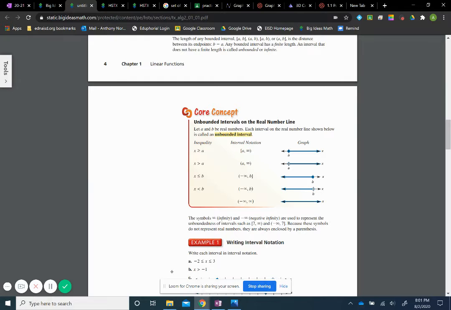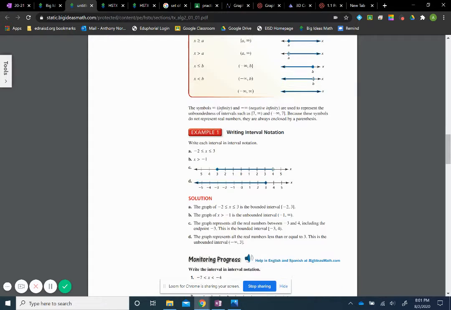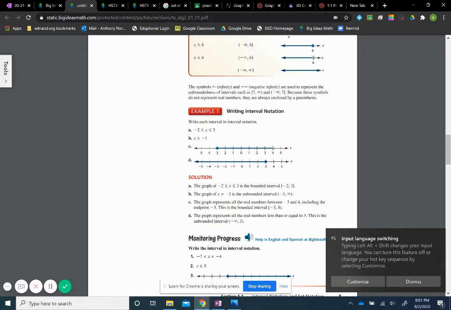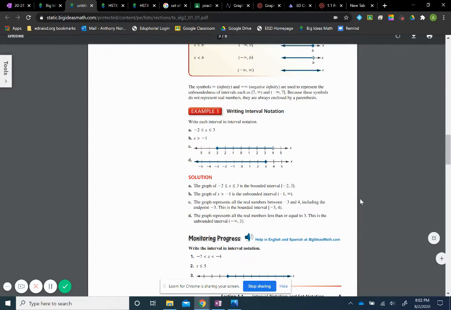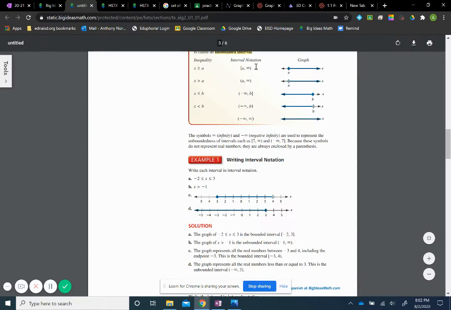An unbounded interval just means there's an arrow, it goes on forever. And in case you need a refresher, this symbol means infinity, this symbol means negative infinity, and again, infinity means it's unbounded. So here we're going to go through the example. Write each interval in interval notation. Reminder, interval notation is this right here.